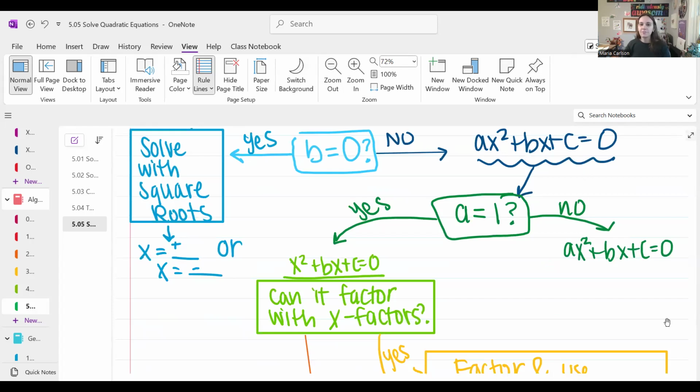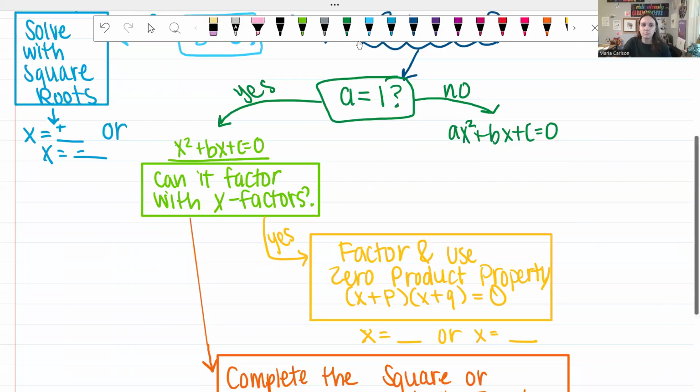All right, so if a is equal to 1, we can factor using the x factors. If not, what can we do? We can try, can it factor by slip, slide, and divide?